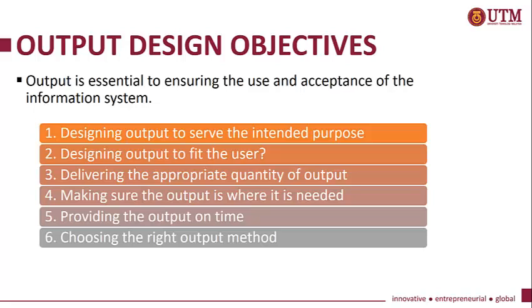Objective number 4, making sure the output is where it is needed, means to be used and useful, the output must be presented to the right user. Number 5, providing the output on time, means accurate timing of output can be critical to business operations. And then lastly, choose the right output method.